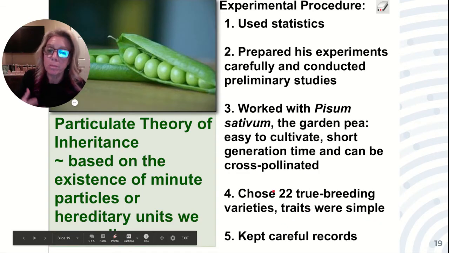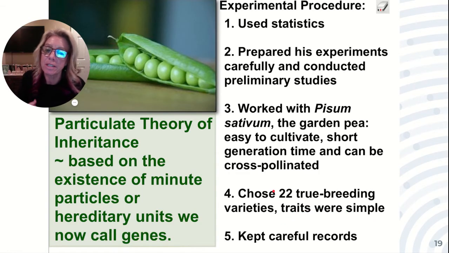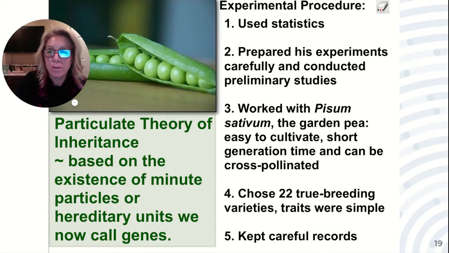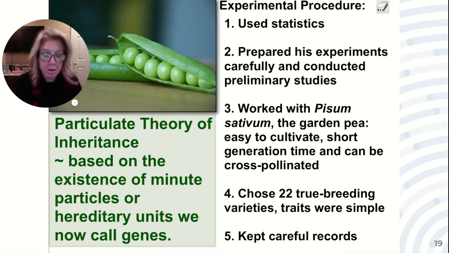So he developed what's called the particulate theory of inheritance, based on the existence of minute particles or hereditary units that you and I now call genes. He called them factors, but you and I will call those genes, and specifically alleles. So on your notes, number 2, now we would call those particles genes. So on his experiment, Mendel and the garden peas: he used statistics, was careful and deliberate in following the scientific method, kept detailed, accurate records. You have the rest there, conducted preliminary studies.